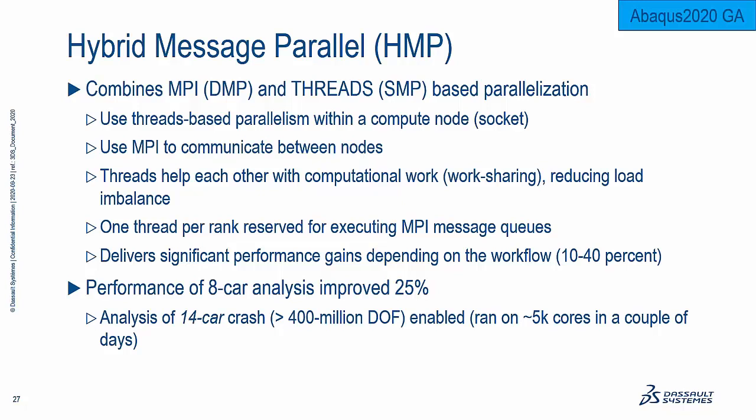A massive improvement with this year's general availability release of Abaqus does what is known as hybrid message parallel, or HMP, processing, which combines the distributed memory parallel of MPI, or message passing, with the shared memory parallel, or threads processing, within the cores.